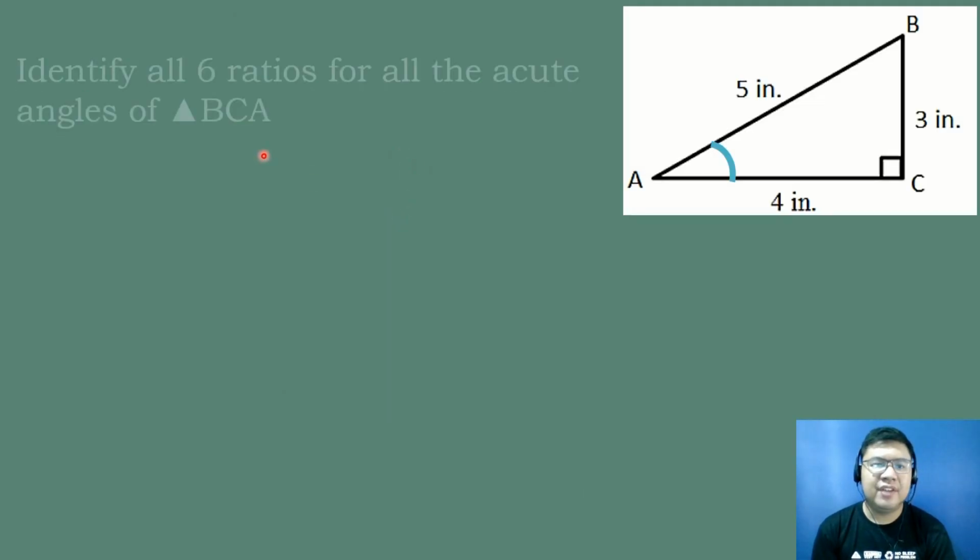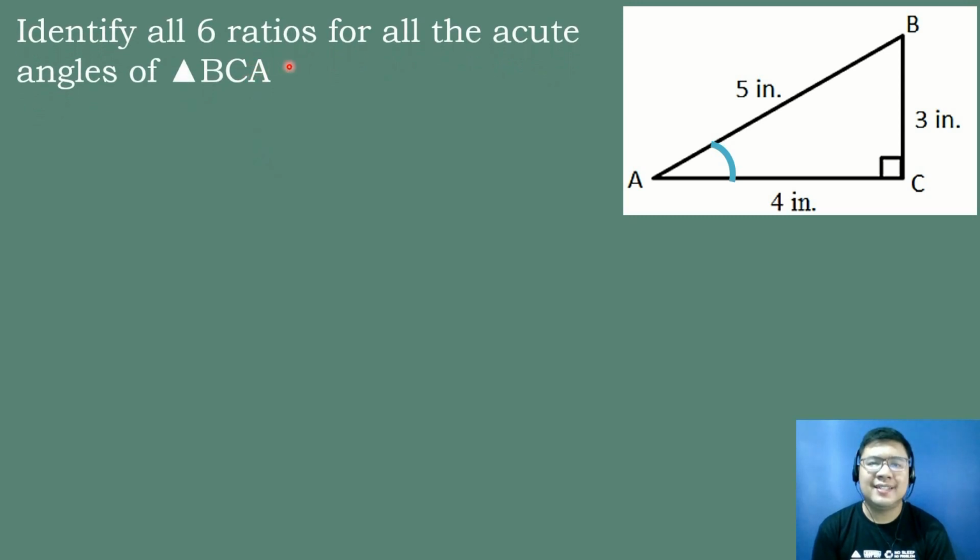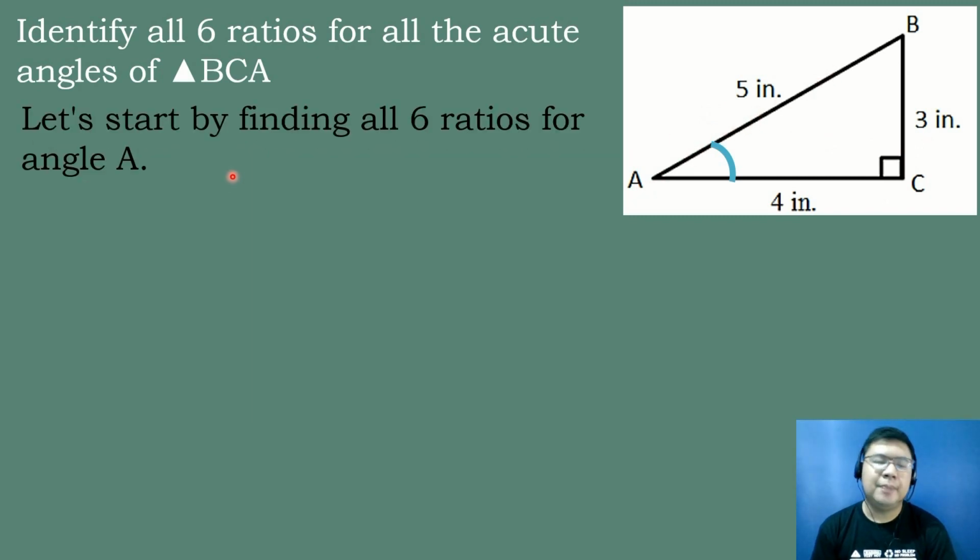Let's identify first all the 6 ratios for all the acute angles of triangle BCA. So, the measure of segment AC is 4 inches, measure of segment BC is 3 inches, and the measure of the hypotenuse segment AB is 5 inches. Let's start by finding all the 6 ratios for angle A, if the given angle is angle A.